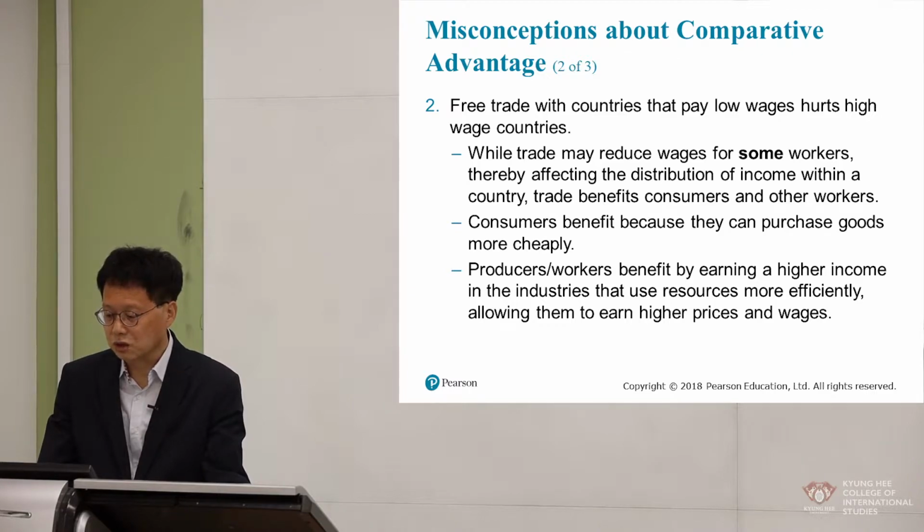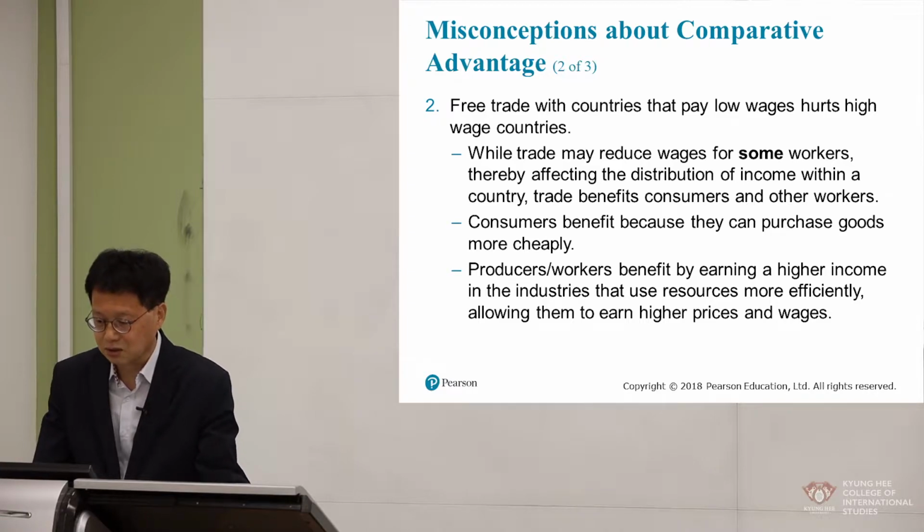We already know this. We also calculated the wage rate after trade. It definitely increases in developed countries, right? So the number two argument is a misconception.